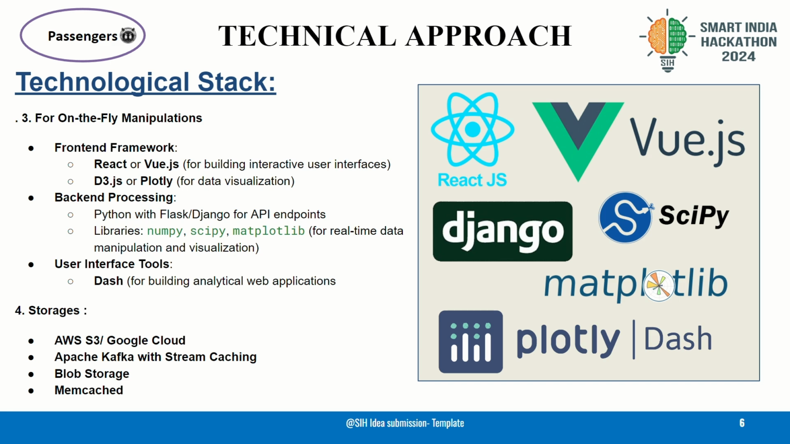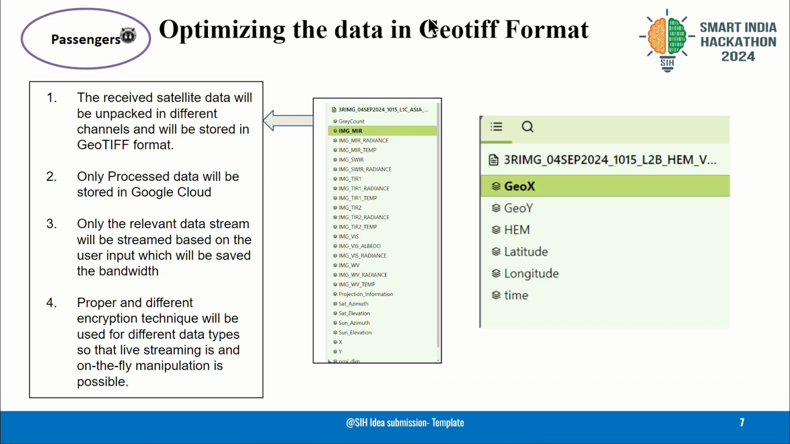And here for backend processing, we'll be using Django and SciPy, Matplotlib. Now for the user interface tool, we'll also be using Dash to build the analytical web application, and for the storage system we'll be using AWS, Google Cloud, blob storage, and also Apache Kafka for stream caching.